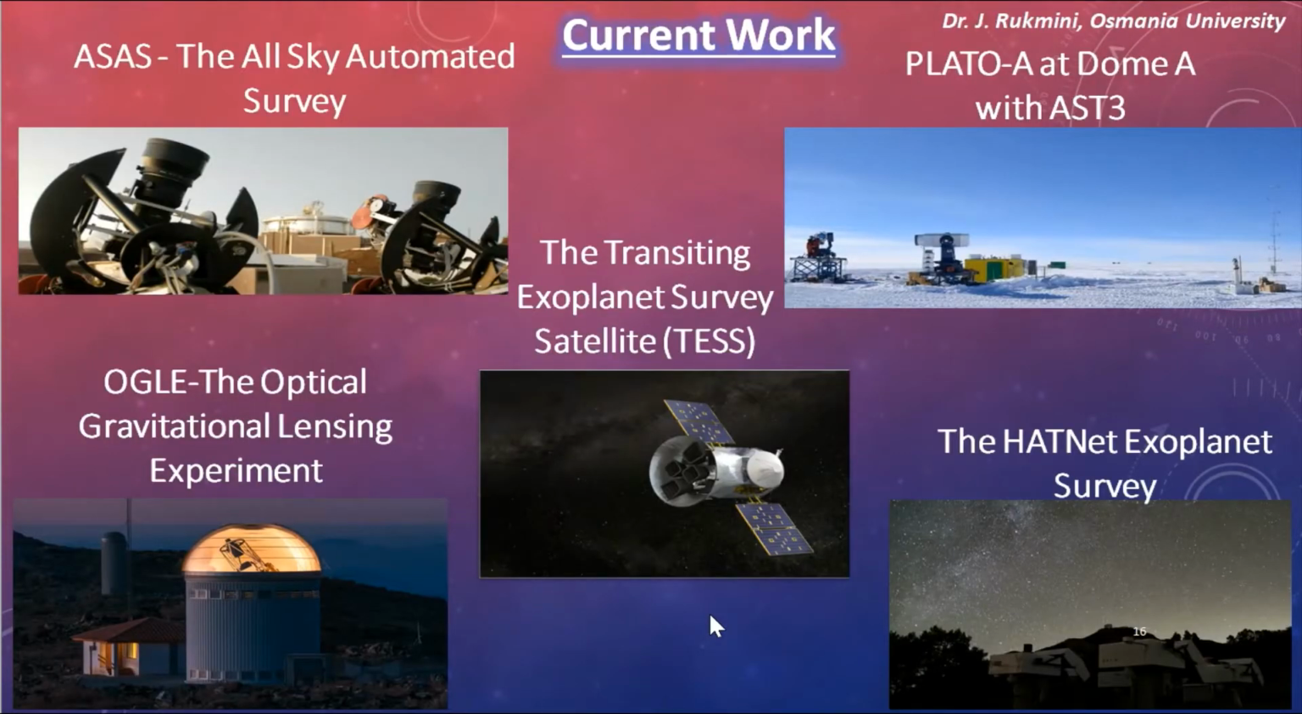The current work is on the data taken from some of the ground-based observing missions, and one space-based observing mission. We have analyzed over 61 totally eclipsing binaries, which are also called WUMA binaries, EW type binaries, from these missions.